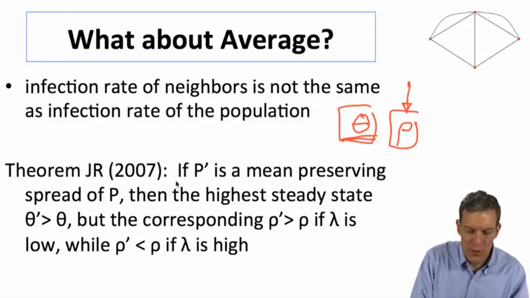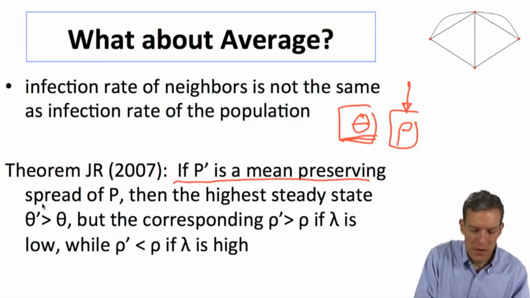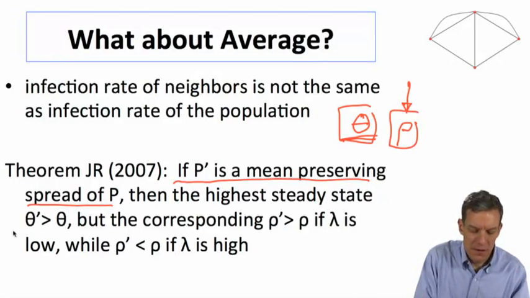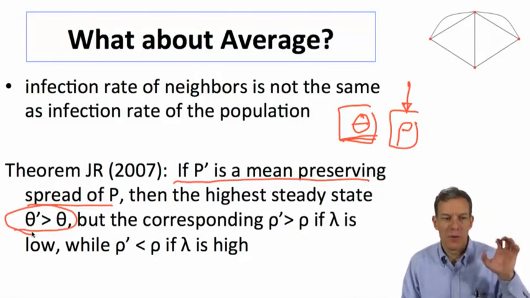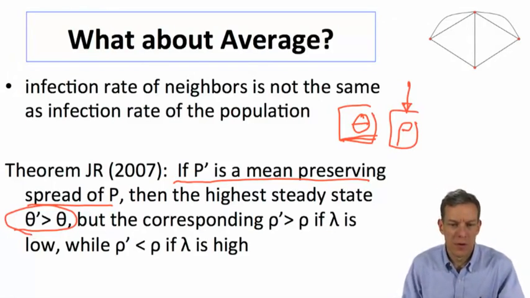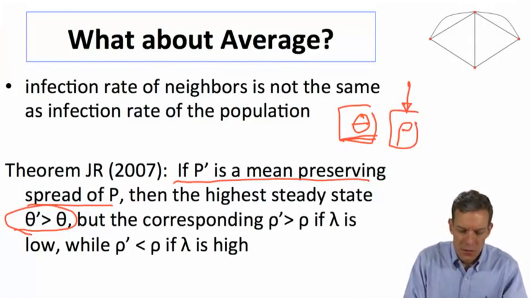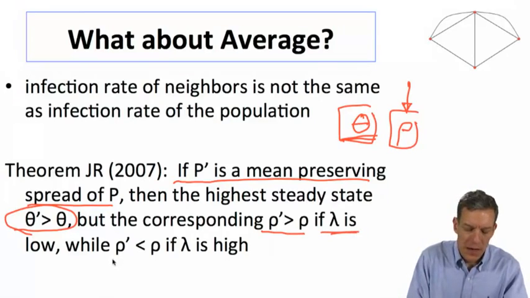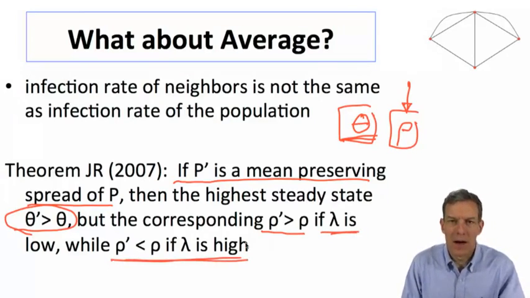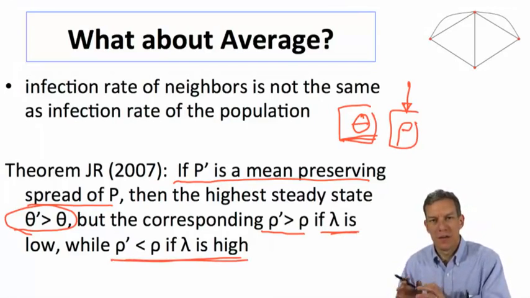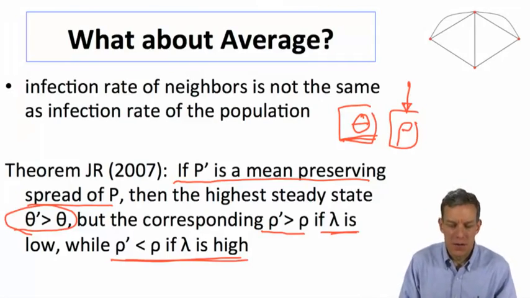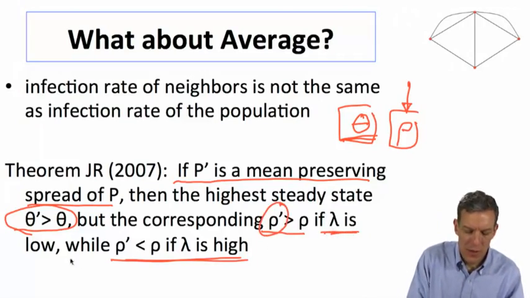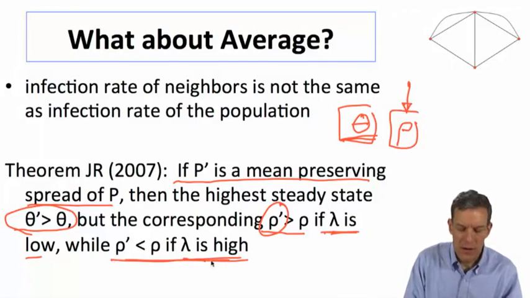So if you look, for instance, at what we just did, where you take a mean preserving spread of a distribution, then the highest steady state of theta goes up. So we end up with a new theta prime, which is higher than what it was before. But the corresponding rho goes up if lambda is relatively low, but it actually goes down if lambda is very high. So if you've got a very high infection rate, lambda, then the corresponding rho prime goes up in the case where lambda is low, but it actually goes down if lambda is high.